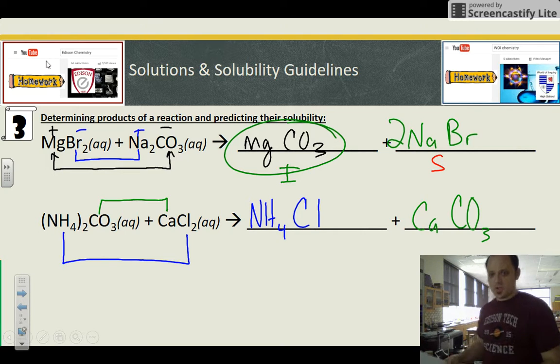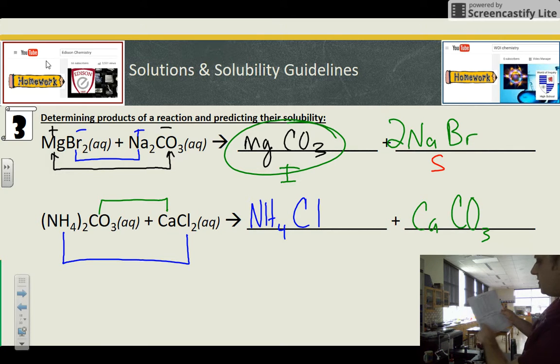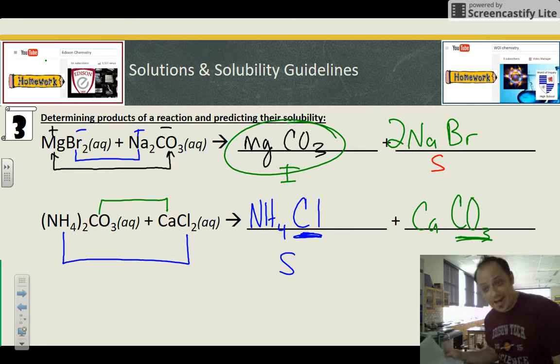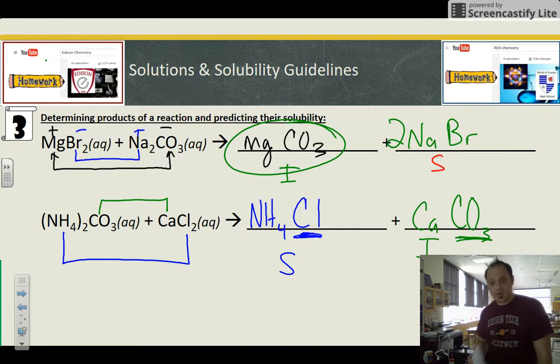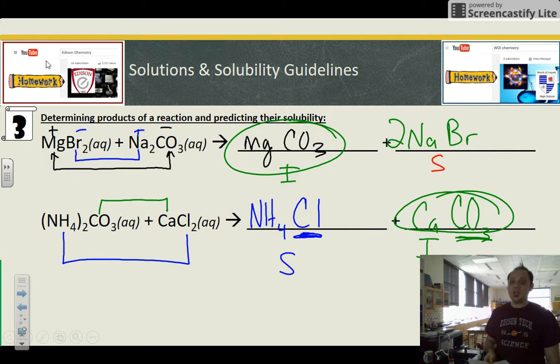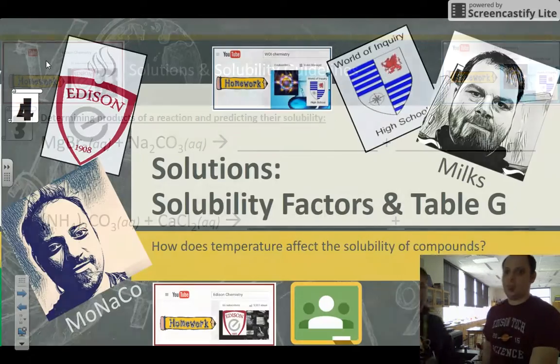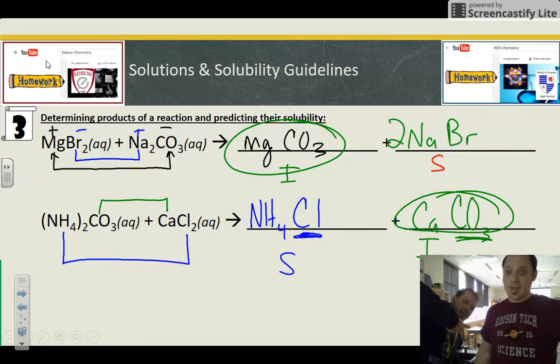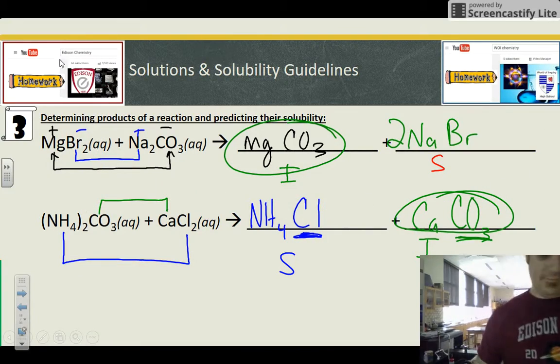Now we look and see chlorides, halides, group 1, they're always soluble, so that's soluble. Carbonates, CO3, are insoluble unless ammonium or group 1. Calcium's from group 2, so that is insoluble. That's our solid precipitate. We're going to ask you to circle those. That's it. Thanks. See ya.